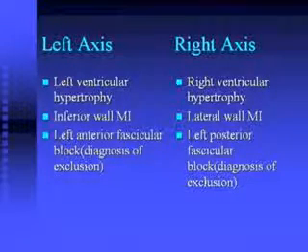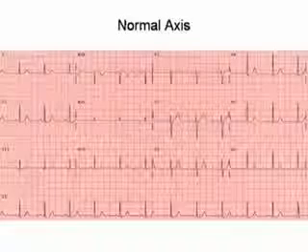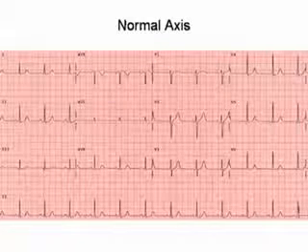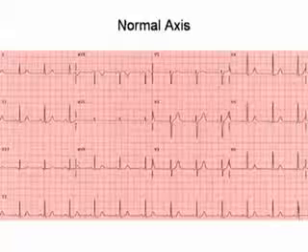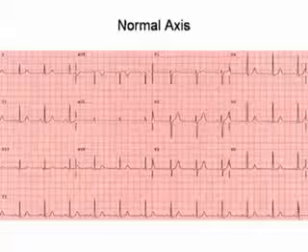We'll take a look at some of the axes, and first of all we'll start out with a slide called normal axis. This might be a good time also just to discuss what a typical 12 lead looks like. On the left side you'll see leads 1, 2, 3, AVR, AVL, and AVF. These are also known as the limb leads. And on the right side, V1, V2, V3, V4, V5, and V6 are called the precordial leads.